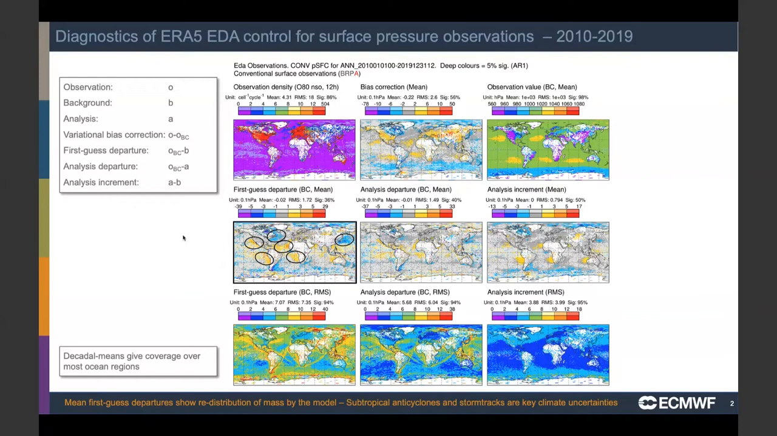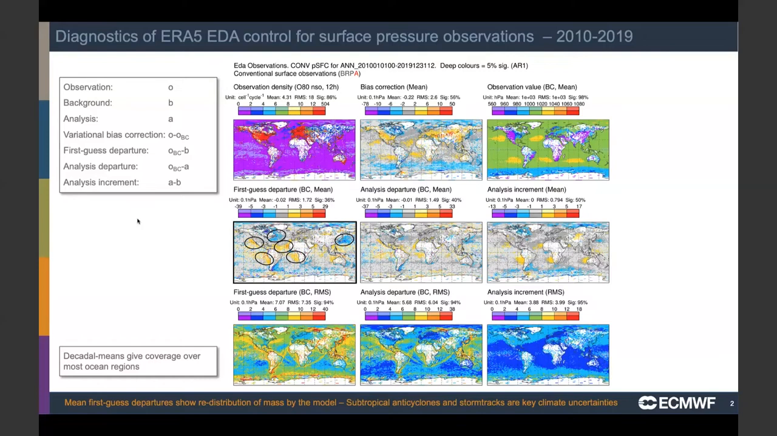The bottom plots, which I won't really concentrate on, just show the root mean square of those three aspects. There are also some summary statistics at the top of each panel showing the area mean value. So you've got the mean, you've got the RMS, and you've got this thing called SIG, which is basically the area which is significant at the 5% level. The top left one is 86% significant at the 5% level. It's probably not a good one to think of for observation density, but for the mean first guess departures, we've got 36% of the area significant at the 5% level. So it's field significant in that sense.